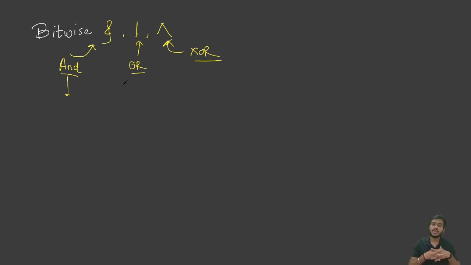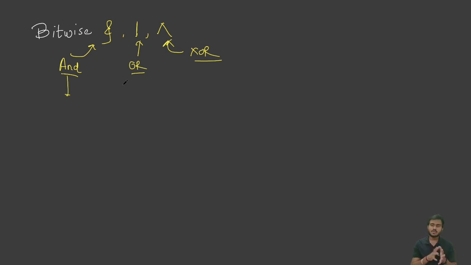Okay, so in electronics we can have multiple kinds of gates. We even have many more types of gates in electronics, but in C++ programming we just have three operators which support them, right? So we have AND, then we have OR, and then we have XOR.